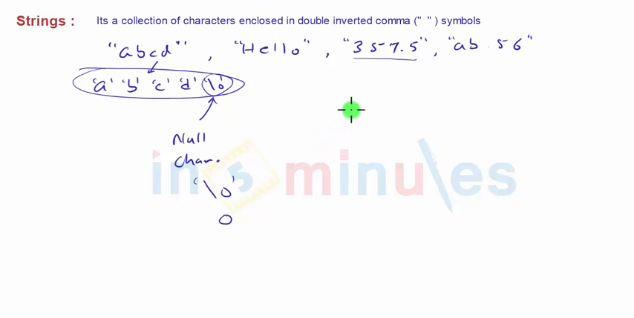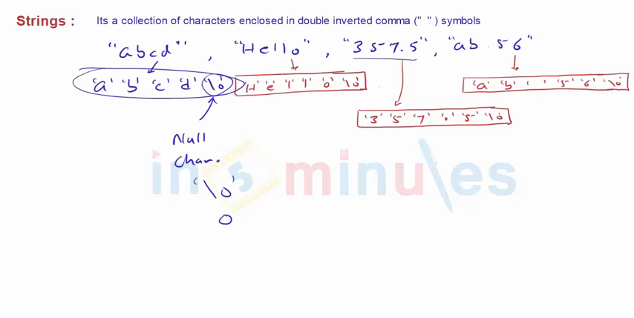In the same way, even hello or other strings will be stored in the computer like this. So hello will be stored as H, E, L, L, O with a null character at the end. Then this string will be stored as 357.5 with a null character at the end. Again this will be stored as A, B, space character, then 5, 6 characters and then a null character.